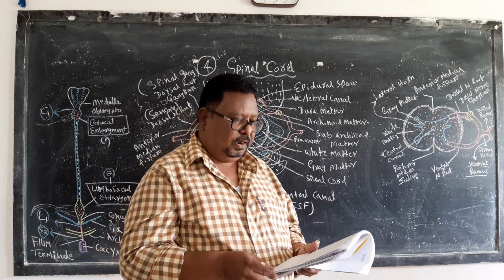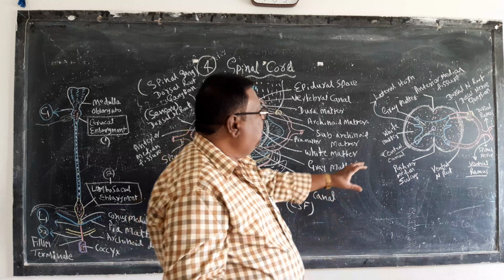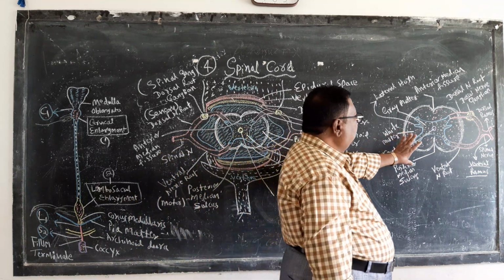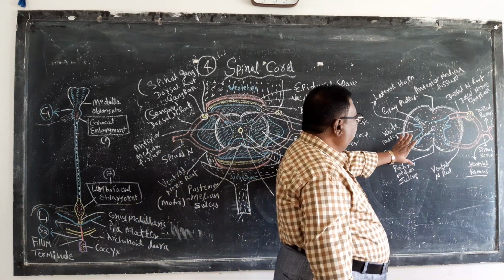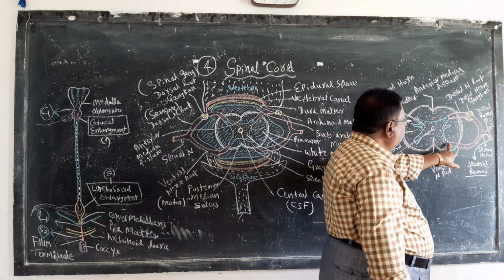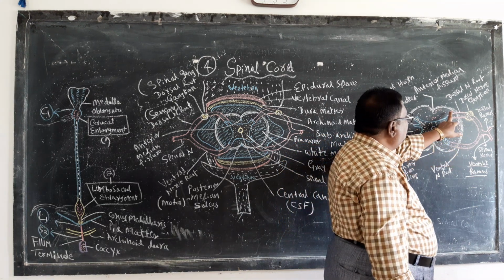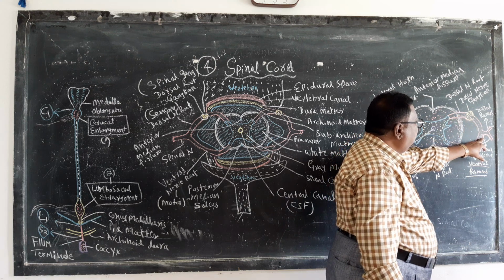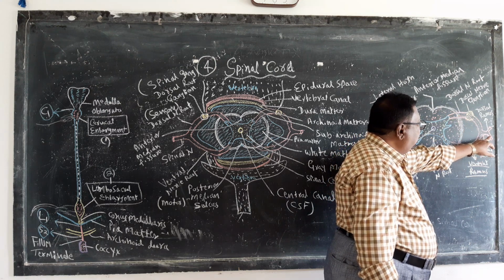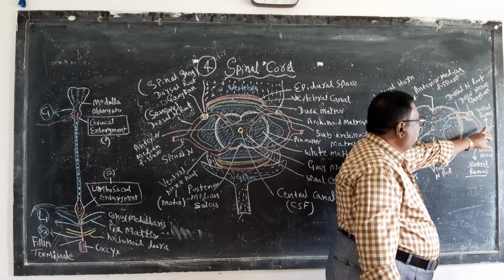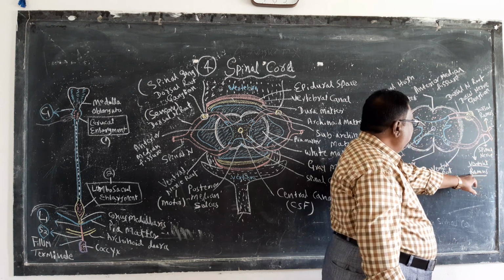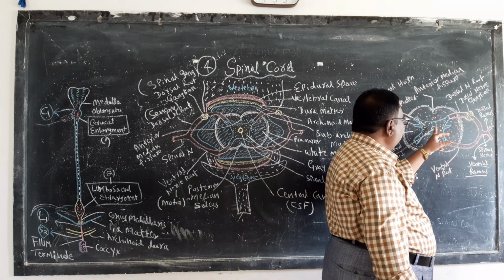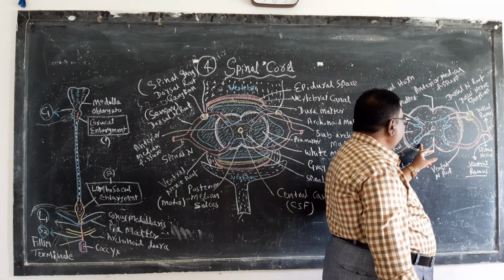So this is all about the spinal cord. This is the ideal structure of the spinal cord, wherein it gives rise to the dorsal nerve root and the ventral nerve root, and they join together to form the spinal nerve, which immediately divides into two: the dorsal ramus and the ventral ramus. There is gray matter and this is the white matter.